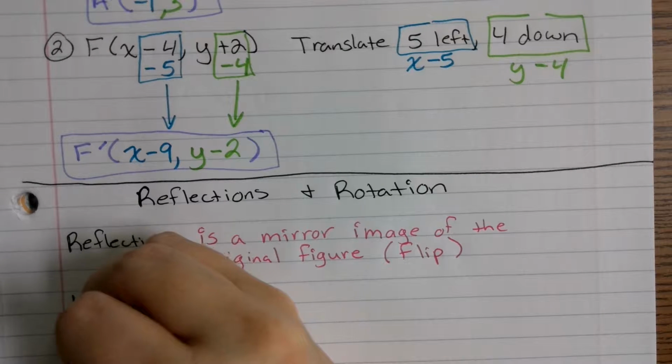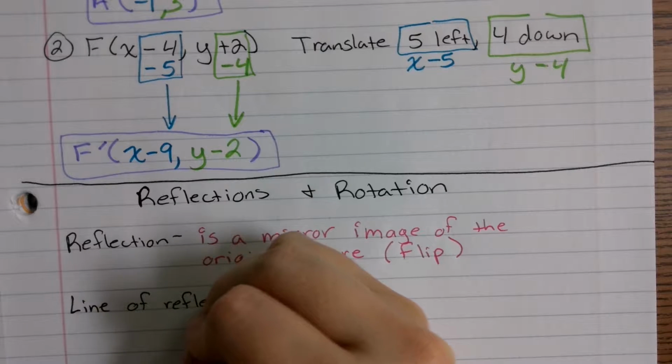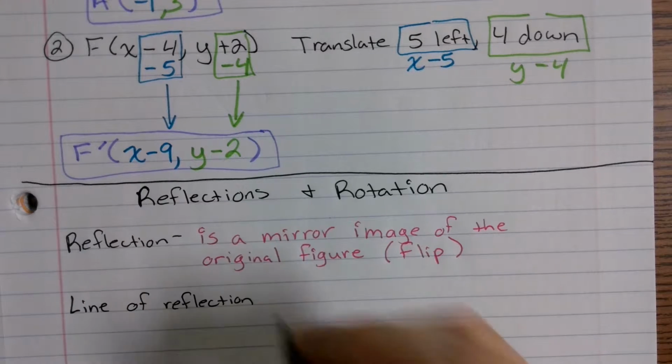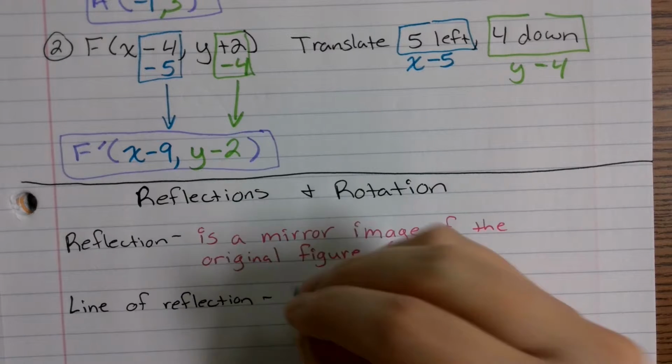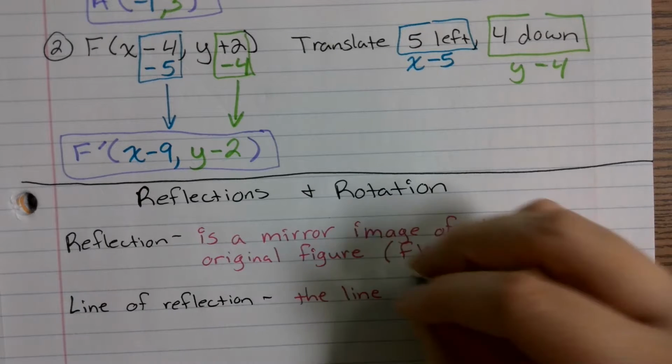And in order to do a reflection, you do have to have a line of reflection. You are going to need a line of reflection. Your line of reflection is, as it says, just the line that the image reflects across.